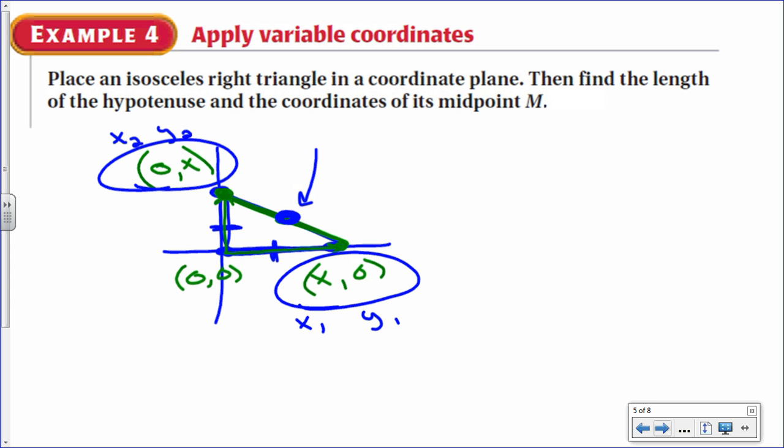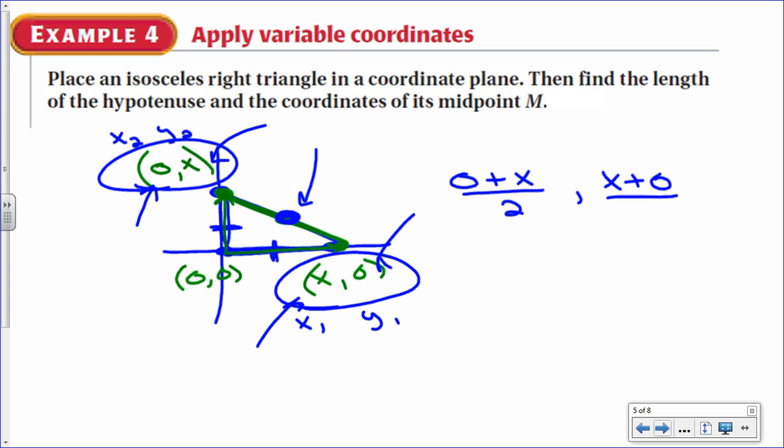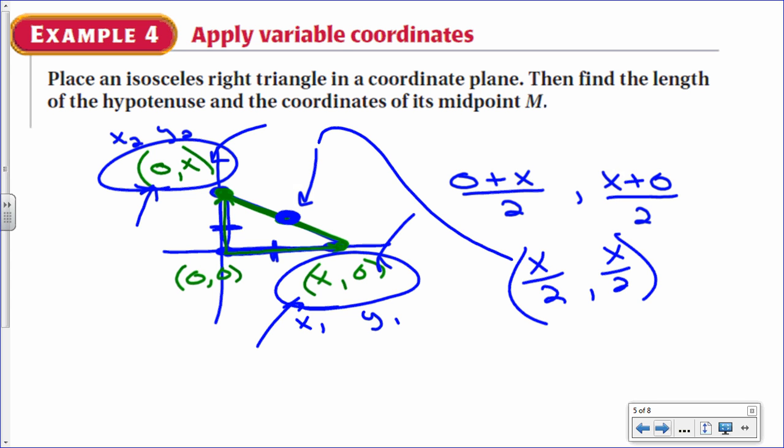So let's say 0, I'm grabbing this number here, plus x, 0 plus x divide by 2, comma. Now I'll find my y coordinate. I have another x plus 0, x plus 0 divide by 2. If I take 0 plus x, you'd still get x. So x over 2 would be your coordinate. And the same thing over here, x over 2 would be your coordinate, which would be located right there.